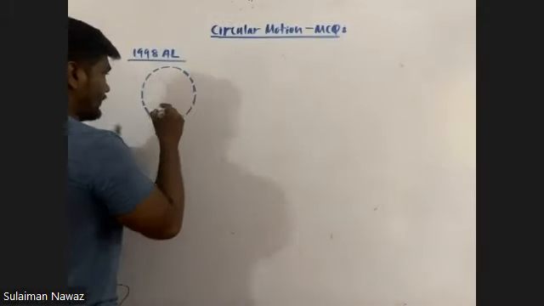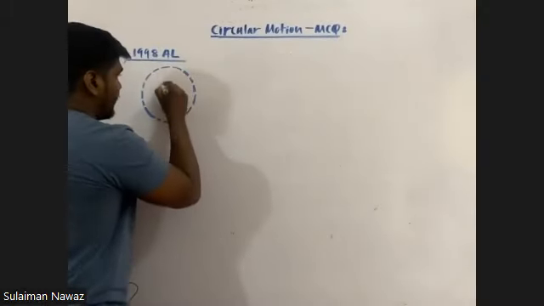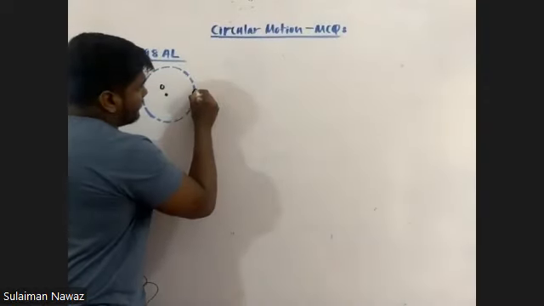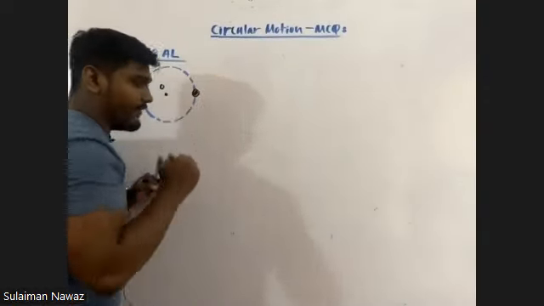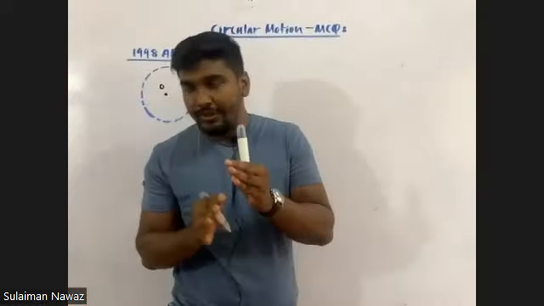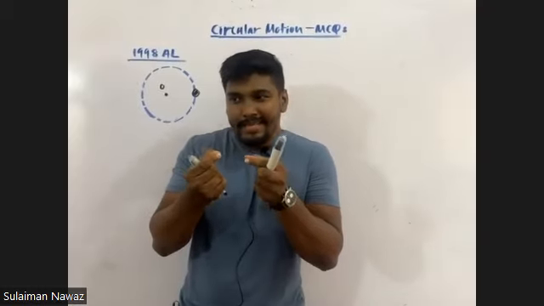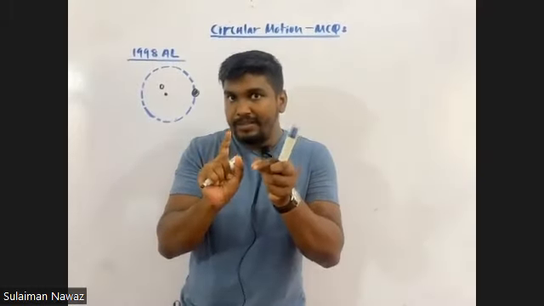Now let's say this is our center point, capital O, center. Now a particle moving in a circular motion. Now we know that always in circular motion questions, we apply F equals ma. We consider the circular motion and we apply F equals ma.